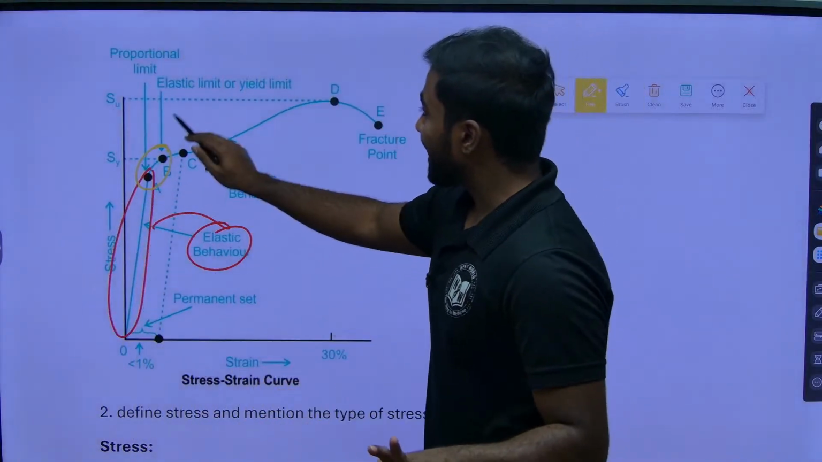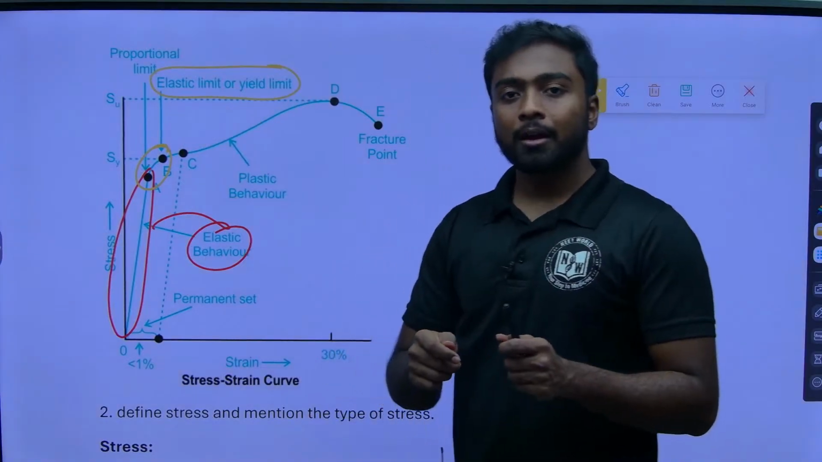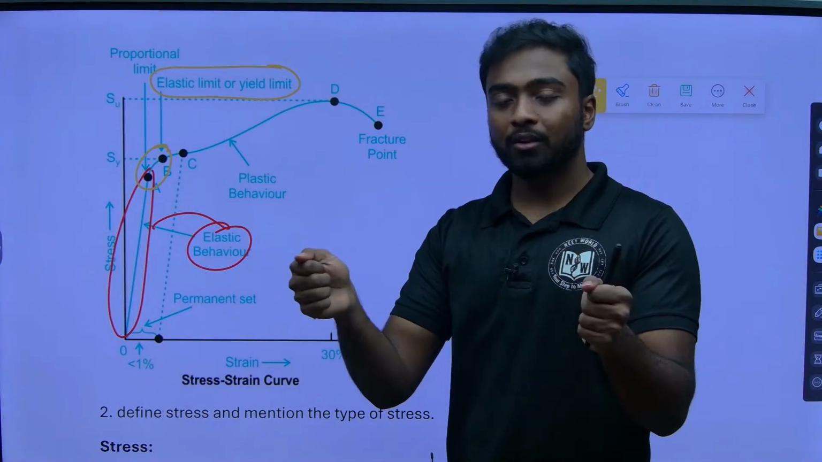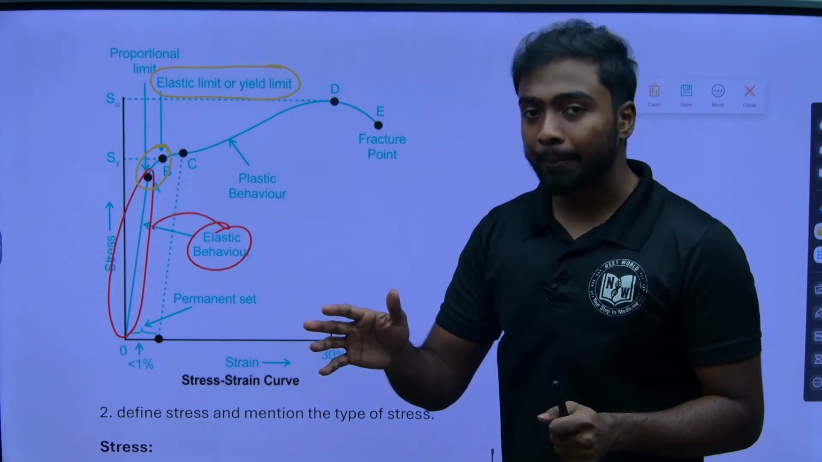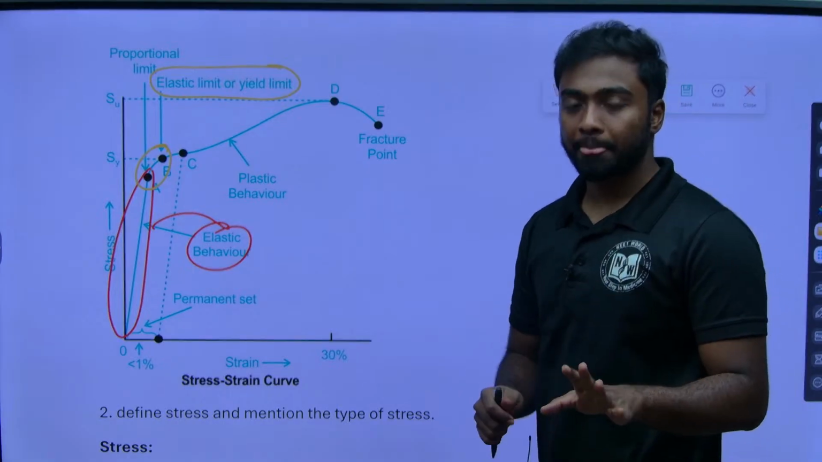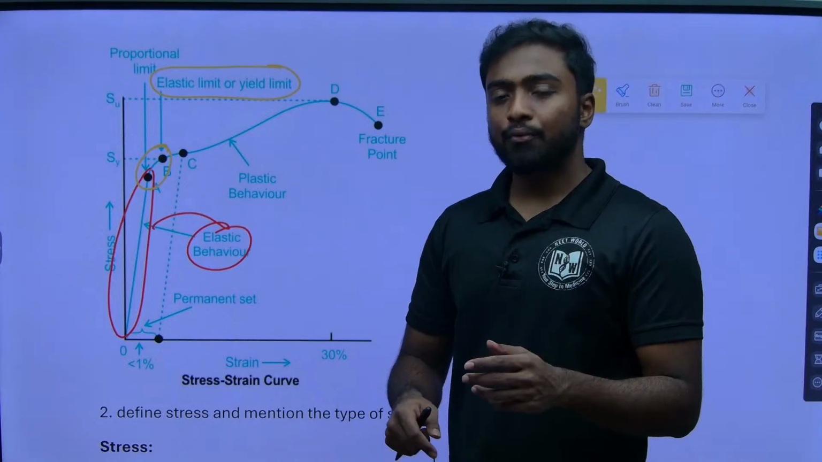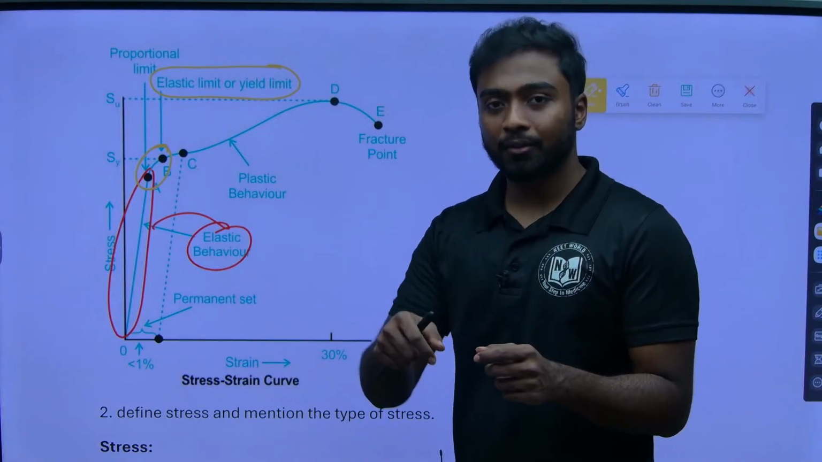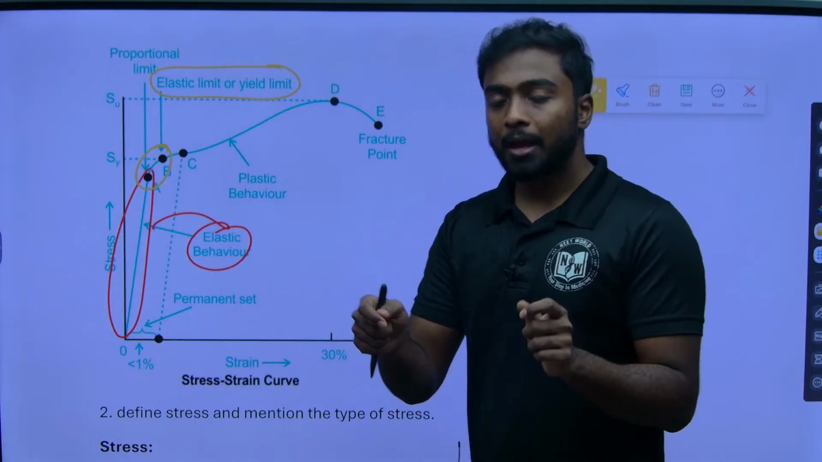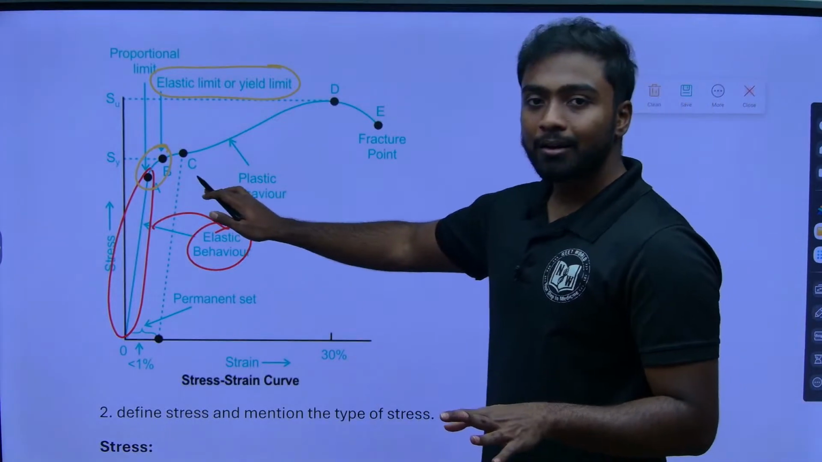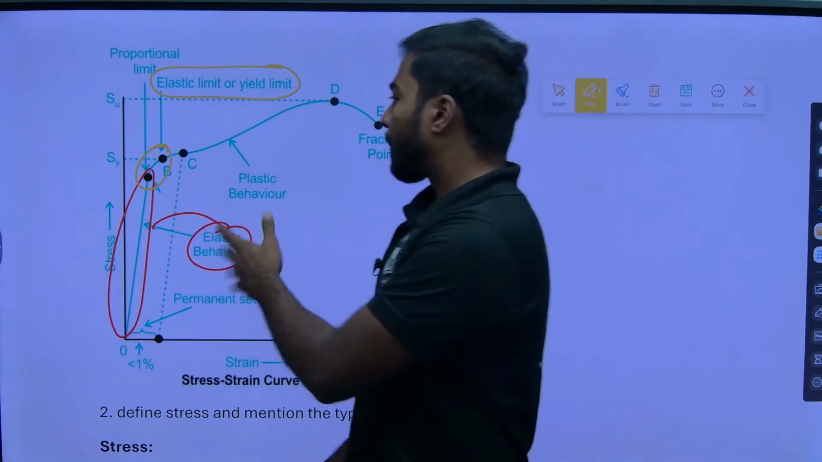And when I talk about the elastic limit or yield point, when I apply force on the material, it will change the shape, but if I release the force, it will come back to the original shape. For example, if you take a spring or a rubber and apply force on it, it will change shape, and after that it will come to the original position if we release the force.